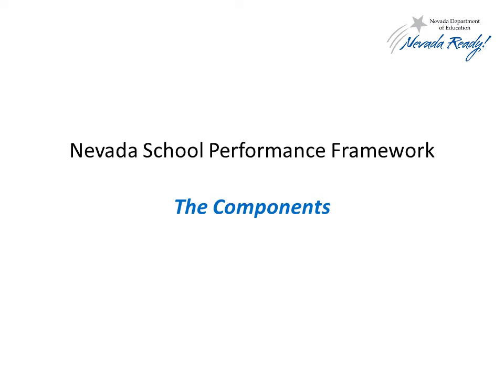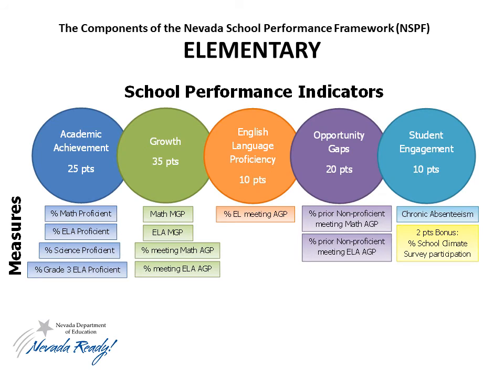In this presentation, we'll look at the components of the Nevada School Performance Framework as they relate to elementary schools. Each school-level framework is comprised of indicators and measures. In the elementary school framework, there are 5 indicator components: academic achievement, growth, English language proficiency, opportunity gaps, and student engagement. Let's take a look at each of these indicators in the elementary school framework.